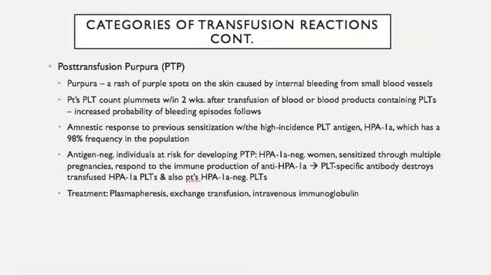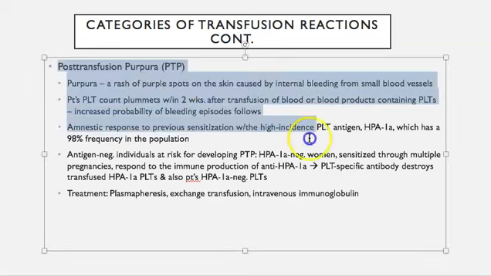So you've got the HPA-1a negative women that get sensitized through multiple pregnancies. They're going to respond with immune production of anti-HPA-1a. This leads to a platelet-specific antibody that destroys the transfused HPA-1a platelets and also the patient's HPA-1a negative platelets. The treatment for this one is plasmapheresis, exchange transfusions, or intravenous immunoglobulin.